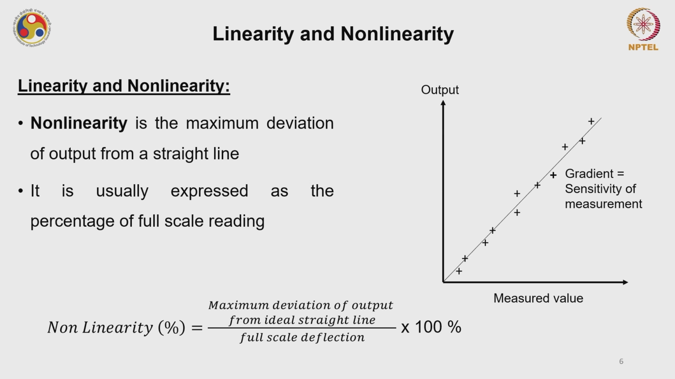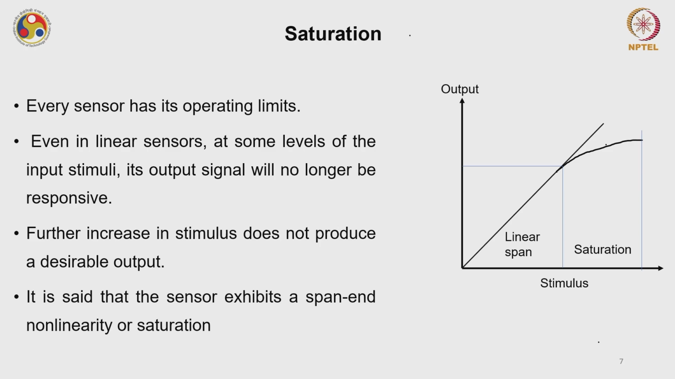You can see here the transfer function where the output is plotted versus the measured value of the analyte. You can see this cross-marked curve shows the actual response. Now what you have to find is the maximum deviation from the straight line which has been drawn over here. This is divided by the full scale deflection of the sensor. When you multiply it by 100, it gives you the non-linearity of the device in percentage. I hope that non-linearity is clear.